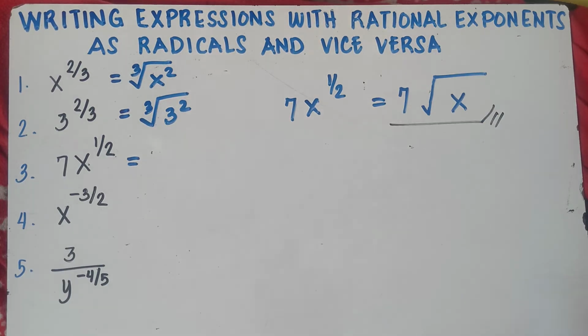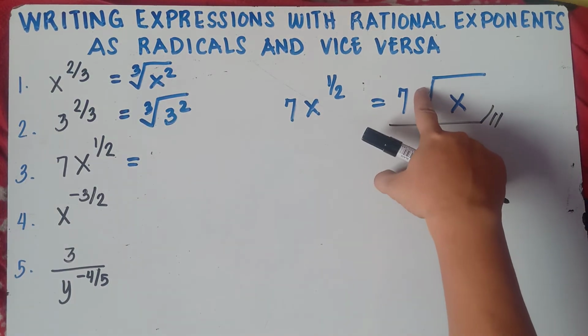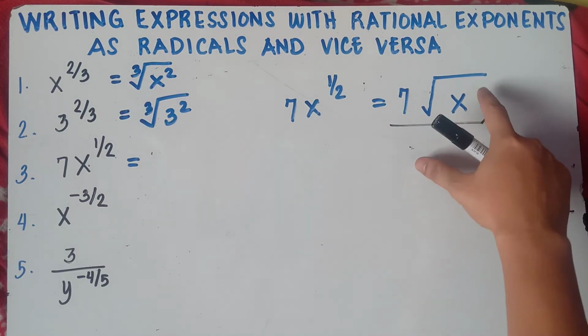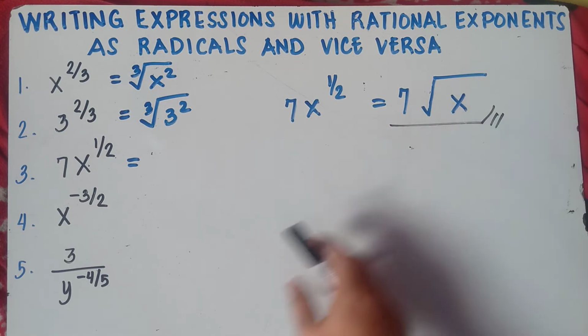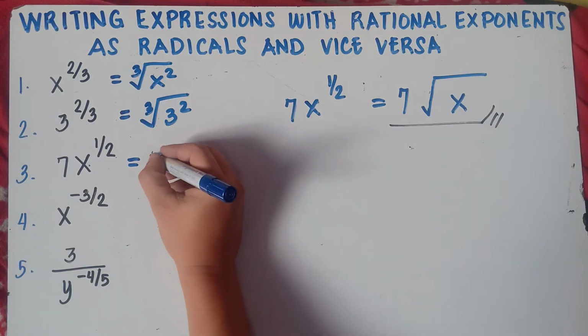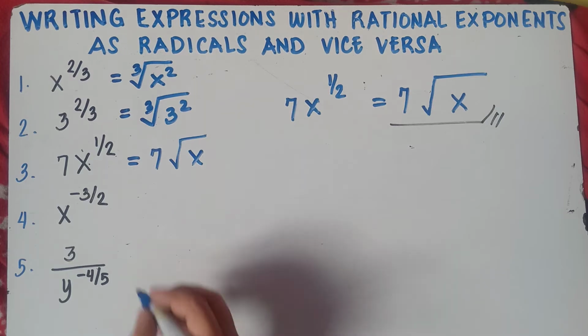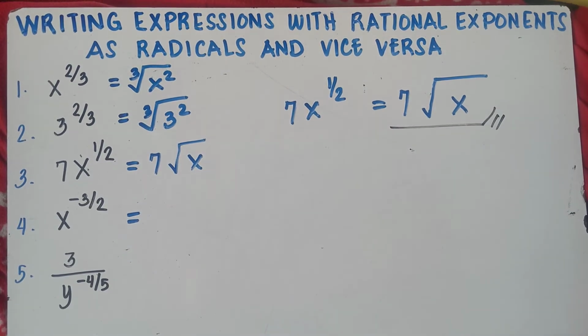Do not forget, class, that in every square root, the index is 2. And for x, there is an exponent of 1, so no need to write 1. So that would be our final answer. 7 square root of x. Alright, let's try number 4.